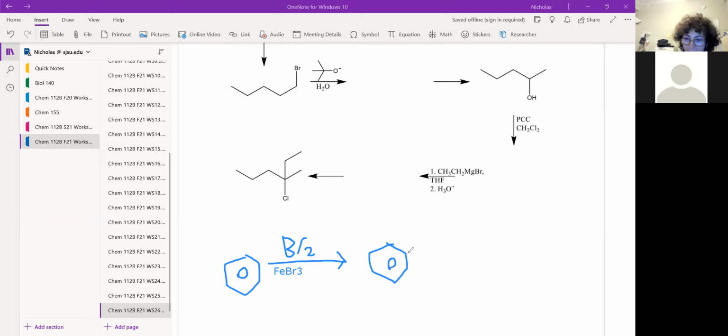Got it. And it would just add anywhere, correct? Yeah, right there. If there was something else, you have to consider the directing effects. So like a methyl group would make it ortho-para, but yeah. Okay, got it. For the chlorine, you said Cl2, and then the catalyst was FeCl3. Okay, got it.